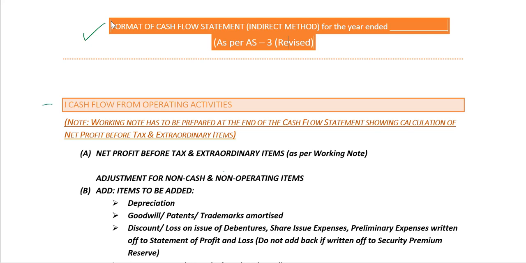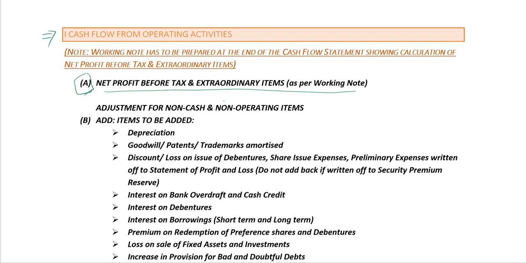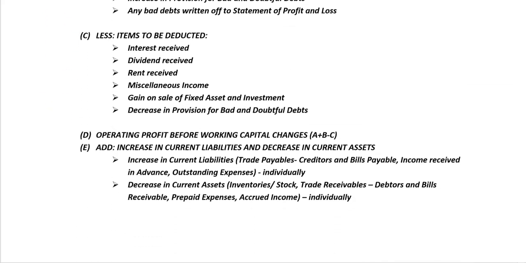The Roman number 1, we will calculate cash flow from operating activities. We will begin with A, net profit before tax and extraordinary items. Now we need to prepare a working note for this. I have written it here. The working note has to be prepared at the end of the cash flow statement, showing the calculation of net profit before tax and extraordinary items. We will go to the end of the cash flow statement and see how we will prepare the working note.